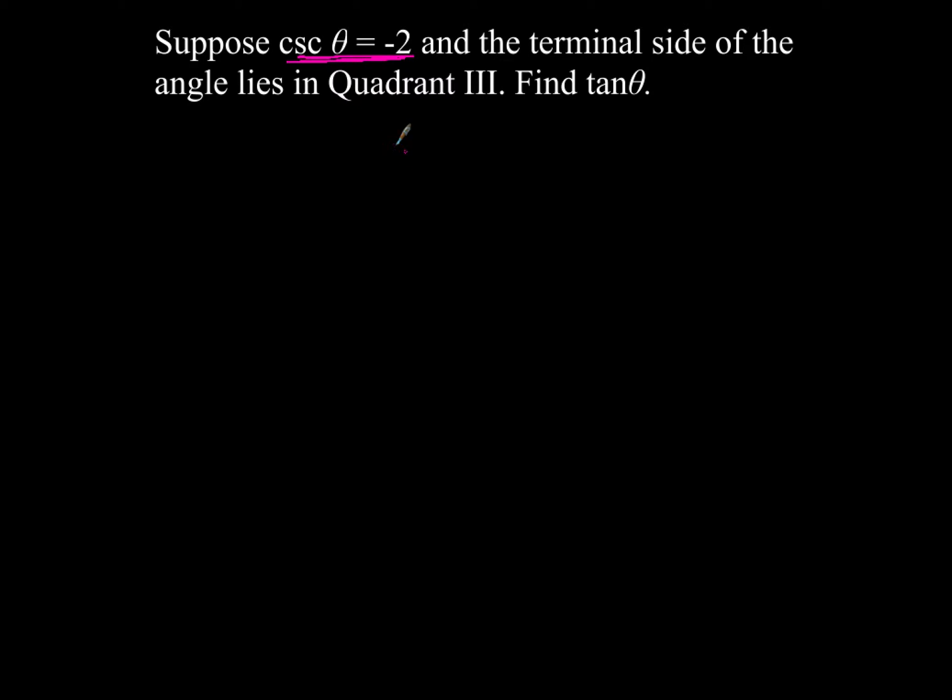The second piece of information that I'm told is that our angle, theta, is going to lie in quadrant number 3. So I'm going to just kind of draw a sketch of that. And I know my angle is going to be somewhere here in quadrant 3. So since my angle is there, I'm going to go ahead and draw a triangle there in quadrant number 3. Next, I'm going to go back and analyze cosecant of theta. So cosecant of theta is -2.